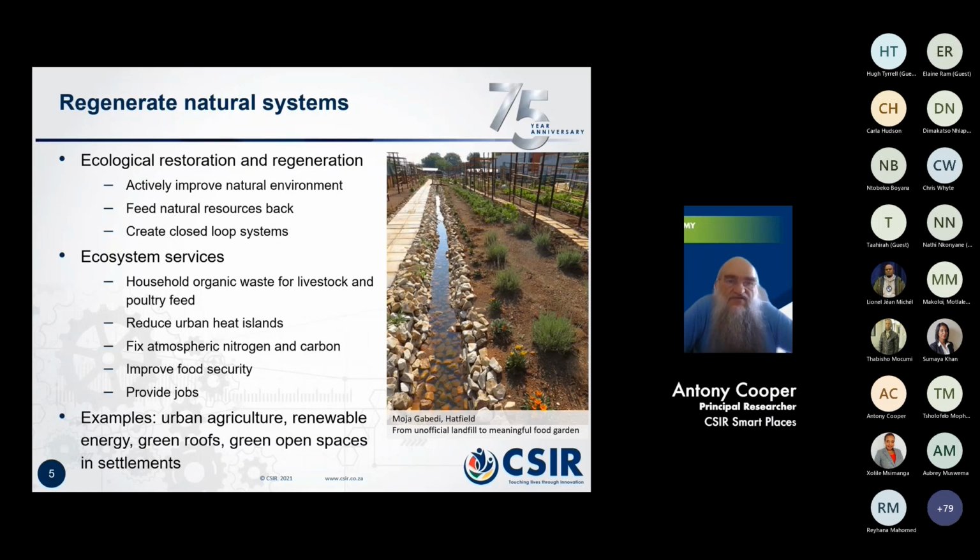And of course, the natural systems provide ecosystem services, household waste, organic waste for livestock and poultry feed. They also reduce urban heat islands, they fix nitrogen and carbon, improve food security, and they provide jobs. So examples of this are urban agriculture, renewable energy, green roofs, green open spaces and settlements.